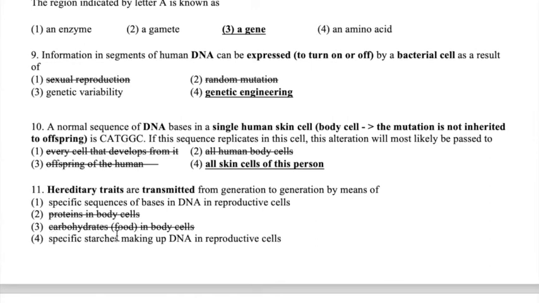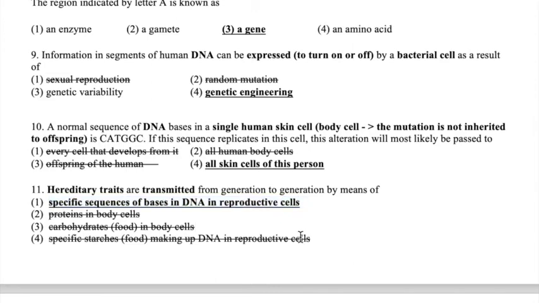4. Specific starches making up DNA in reproductive cells. Let's look at this. We have the words reproductive cells, so that's sex cells and sperm cells, but then it says starch. What is starch? Starch is food again, and food does not make up DNA. So 4 is incorrect. So the answer is choice 1. Specific sequences of bases in DNA in reproductive cells. Yes, DNA. Yes, reproductive cells, which are sperm cells and egg cells.